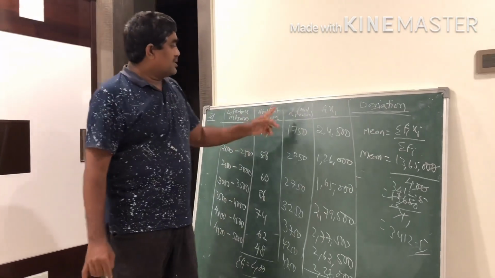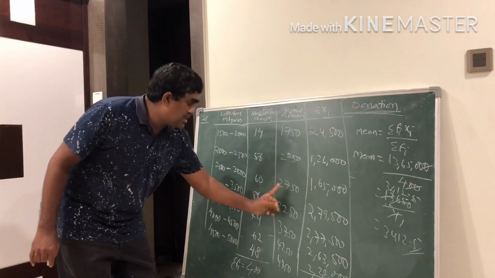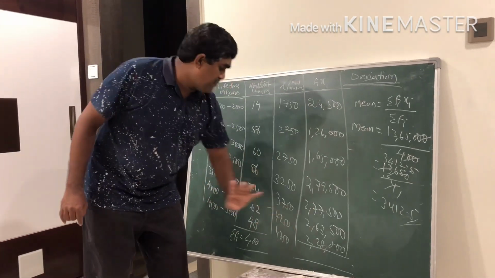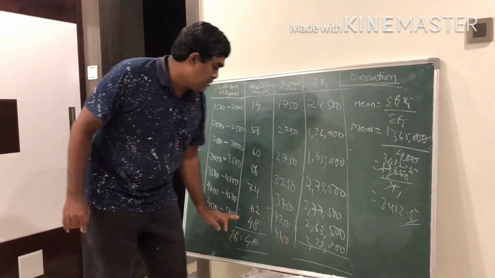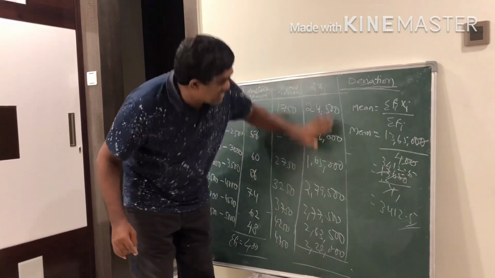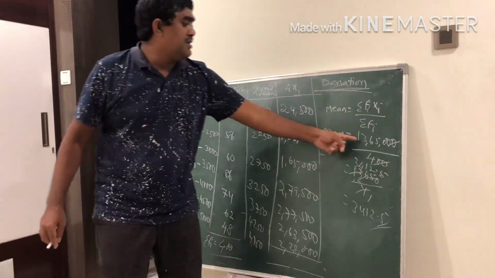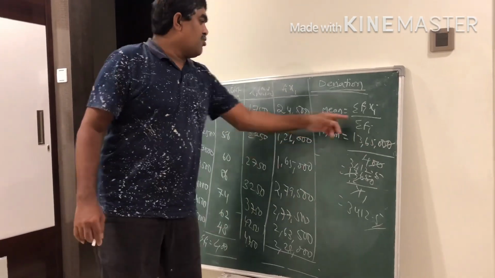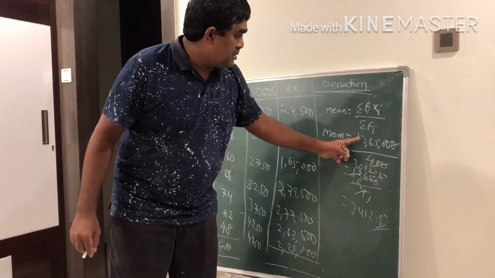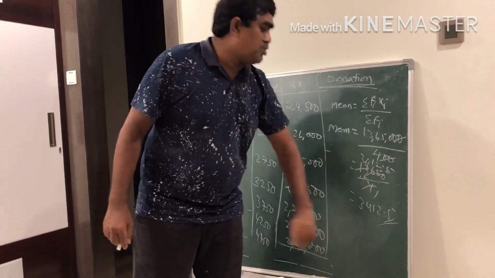As you know, 14 into 1750, 56 into 2250, 60 into 2750, 86 into 3250, 74 into 3750, 62 into 4250, 48 into 4750. What did we get in total, sigma fi xi? 13 lakh 65,000. And sigma fi here? 400. Two zeros cancel. 13650 by 4. You cancel, you got 3412.5.